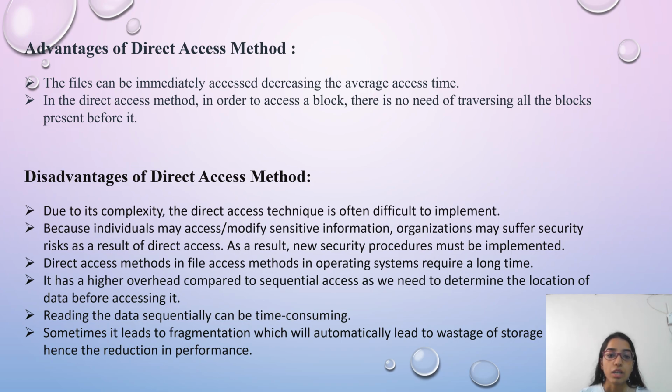Direct access methods in file access methods in operating systems require a long time. It has a higher overhead compared to sequential access, as we need to determine the location of data before accessing it. Reading the data sequentially can be time consuming. Sometimes it leads to fragmentation, which will lead to wastage of storage and hence the reduction in performance.